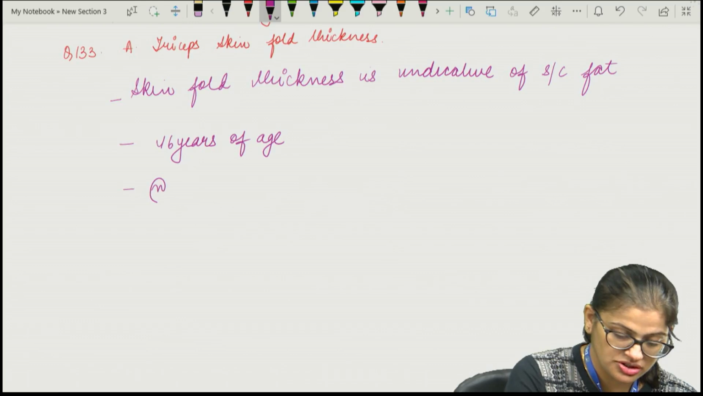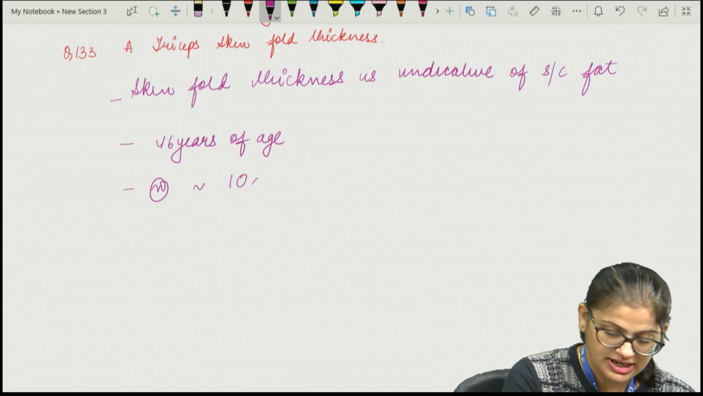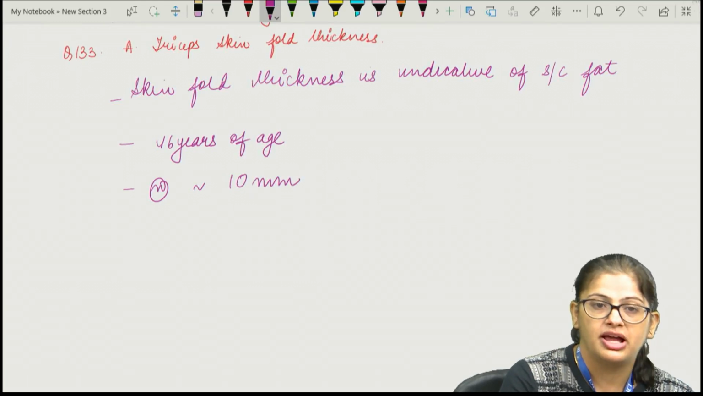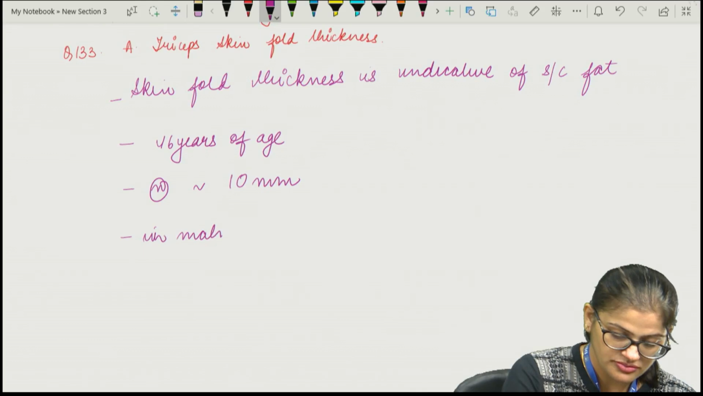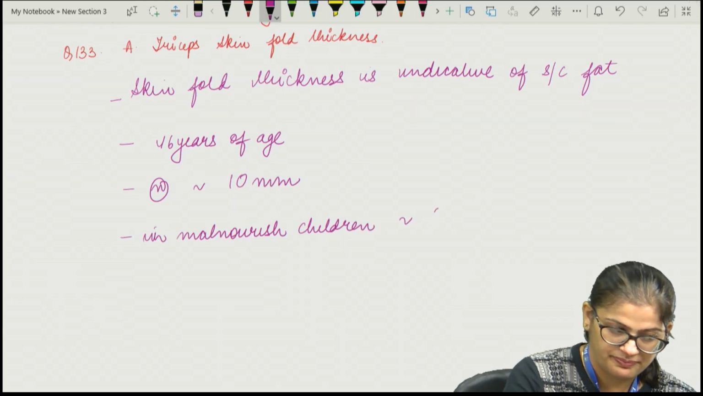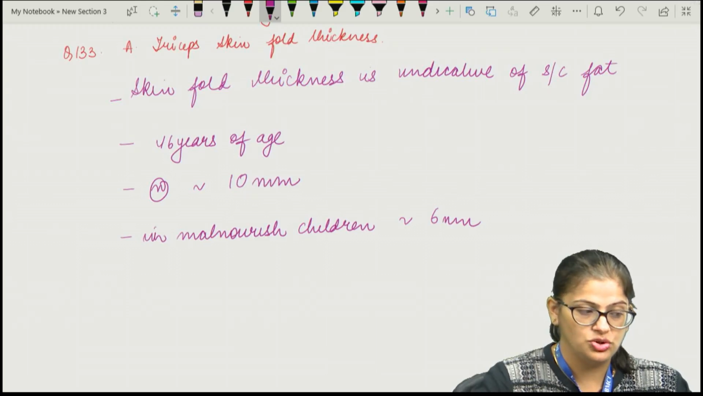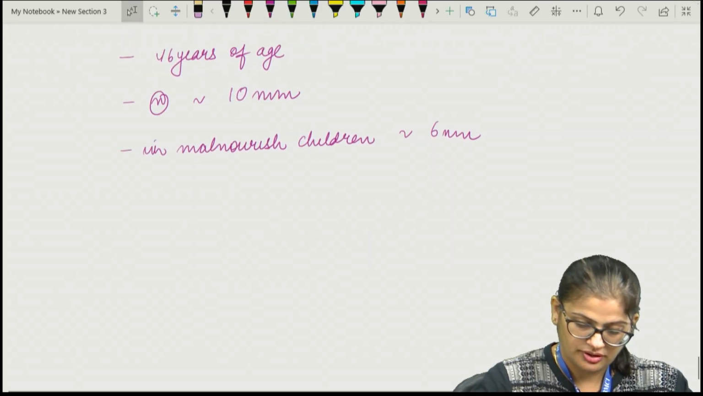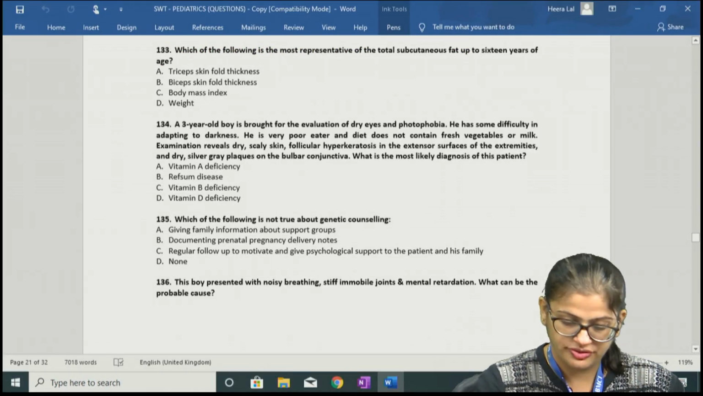So in normal children, the skin fold thickness up to 10 millimeters is taken as normal, while in malnourished children, it may reduce up to 6 mm. So this is also one of the parameters that are used for assessing the nutrition of a child.